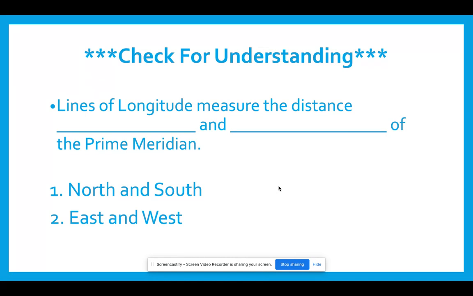Another check for understanding. Lines of longitude measure the distance blank and blank of the prime meridian. Is it north and south or east and west?